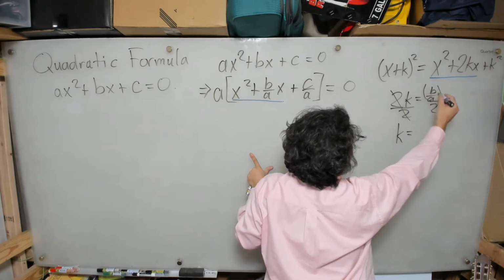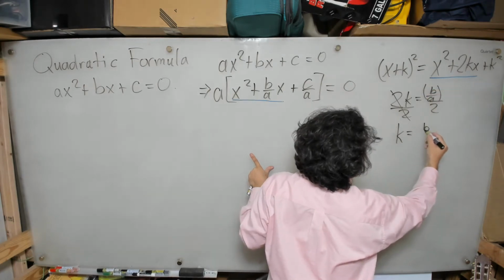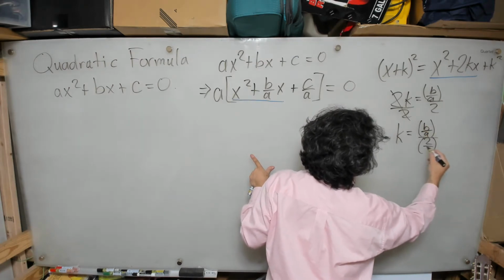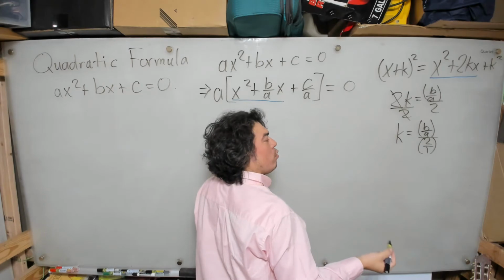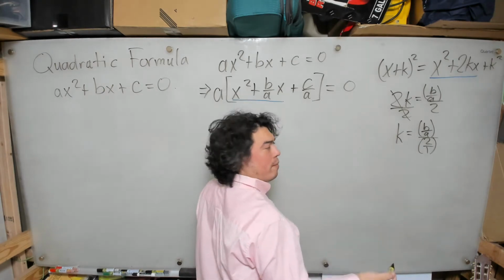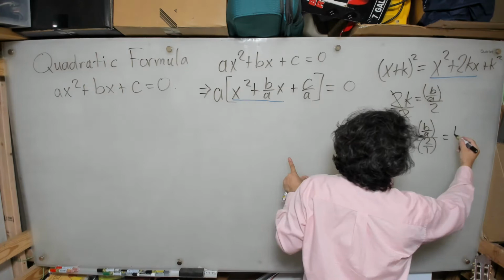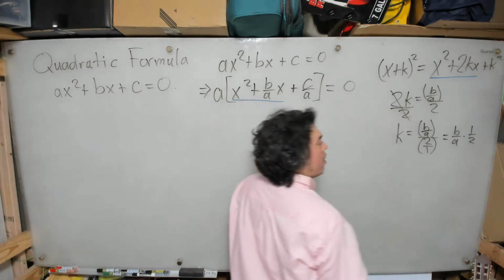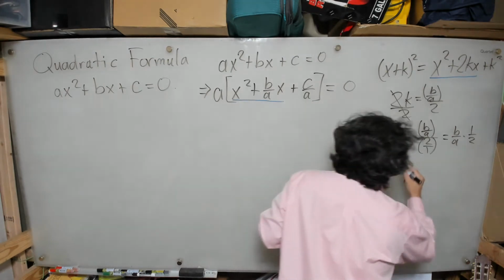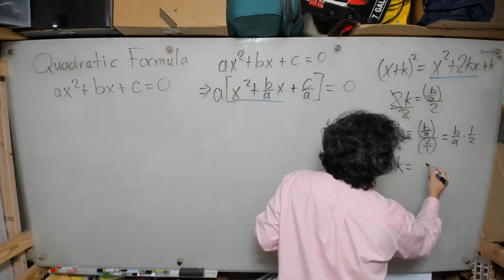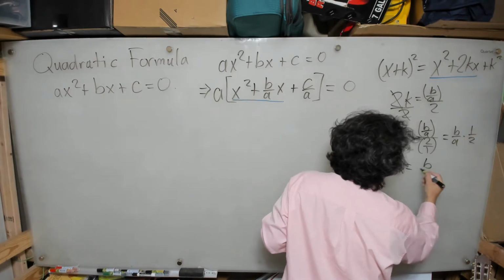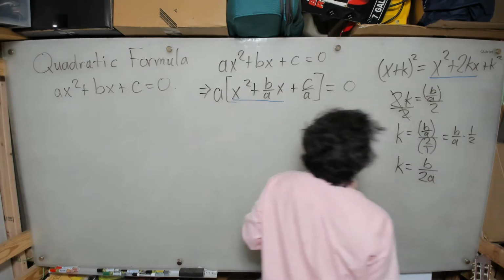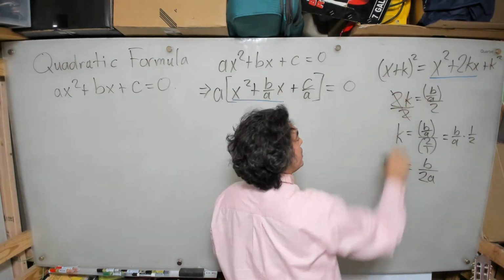But then it's going to be this divided by 2, which I can rewrite as 2 over 1. Now we know that when we divide by a fraction, we multiply by the reciprocal. So we're going to be able to write this as b over a times 1 over 2. Now I can multiply those as fractions. So that's going to give us k equals b times 1, which is b, over a times 2, which is 2a. Okay? So now we know what our k must be in this expression.